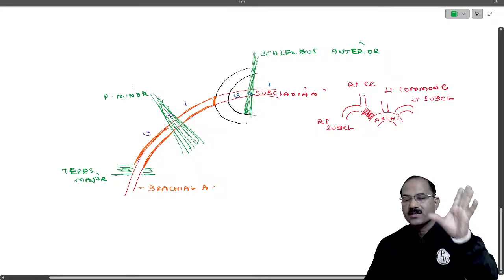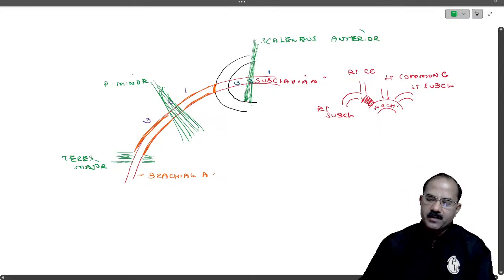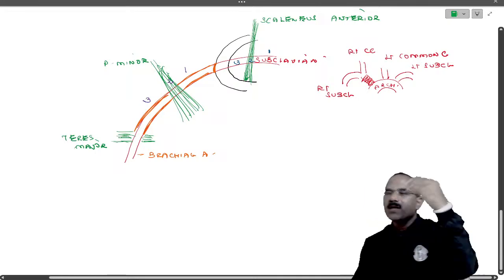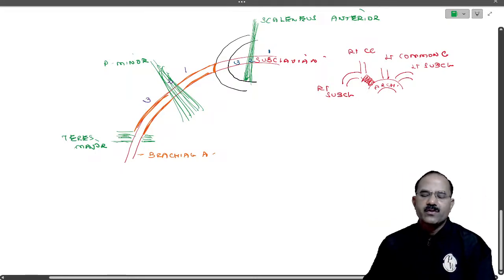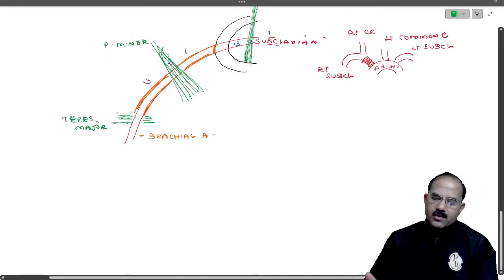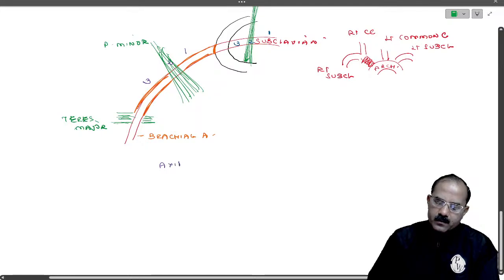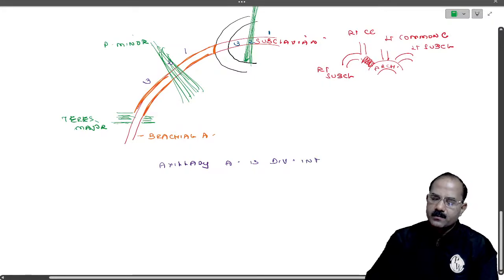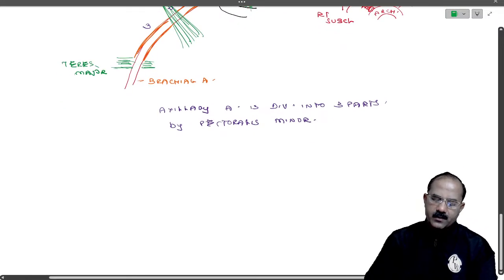Now what are the branches of the axillary artery? पहले axillary artery के branches देखते हैं, then subclavian artery के branches देखते हैं. ठीक है? This much will do for today. Clear बच्चों? So axillary artery is divided into three parts. Axillary artery is divided into three parts by pectoralis minor. Okay, so what are the branches of the axillary artery?